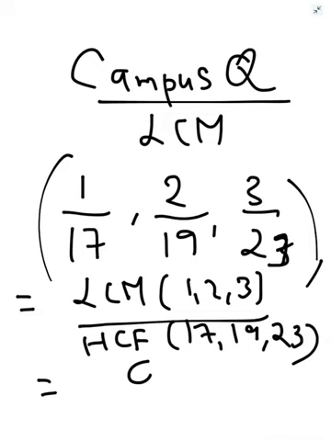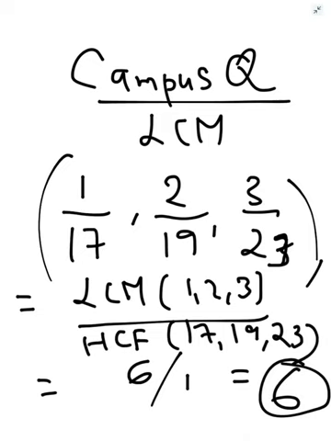So LCM of 1, 2, 3 will be 1 into 2 into 3, that is 6. Now you can see in the denominator 17, 19, 23, all three are prime numbers. So their HCF will always be 1 because they are co-prime numbers. So 6 upon 1, the final answer is 6. So LCM of 1 by 17, 2 by 19 and 3 by 23 is 6. So this was an actual campus question which was asked in the aptitude exam in 2017.